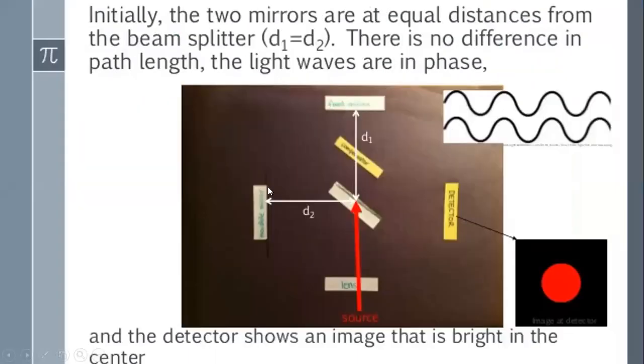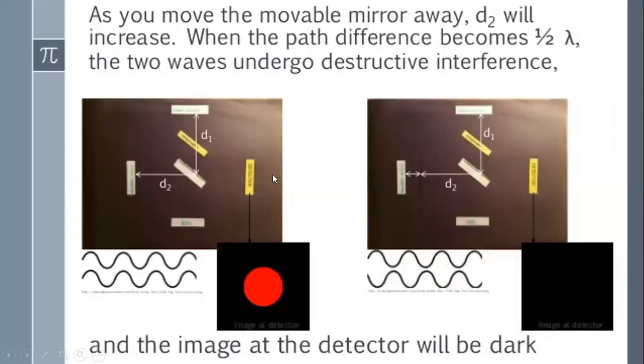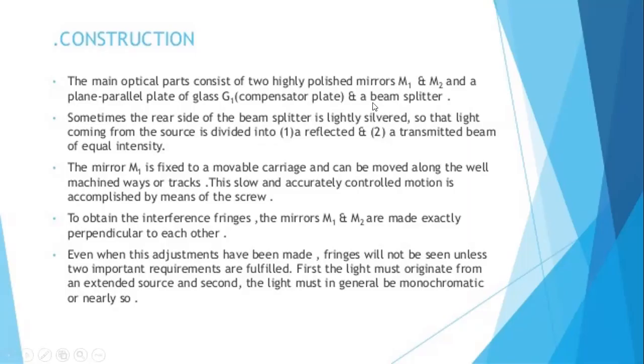So this is the two mirrors and this is the compensating mirror, and it has a beam splitter. Sometimes the rear side of the beam splitter is lightly silvered, so that light coming from the source is divided into two: the first one is the reflected light and the second one is the transmitted light, of equal intensity.